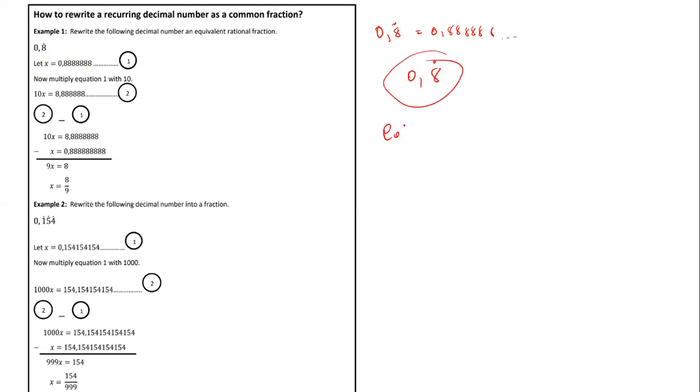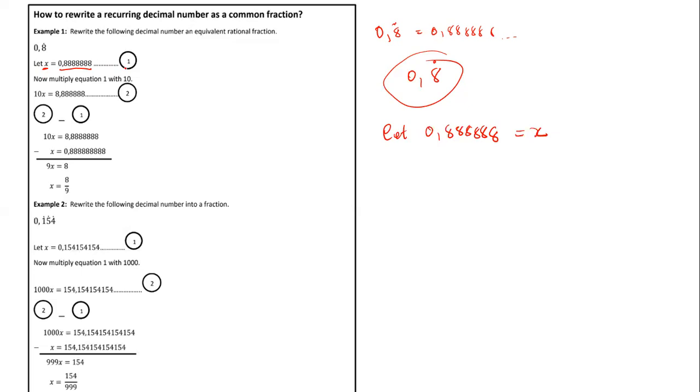We're going to let 0,88888 be equal to X. So meaning we're going to let X be equal to 0,8888888, and we're going to call this equation number one. Why do we call it equation number one? Because now we have an equal sign. We have just formulated the equation by putting in this equal sign. Now we have an equation, which is equation number one.